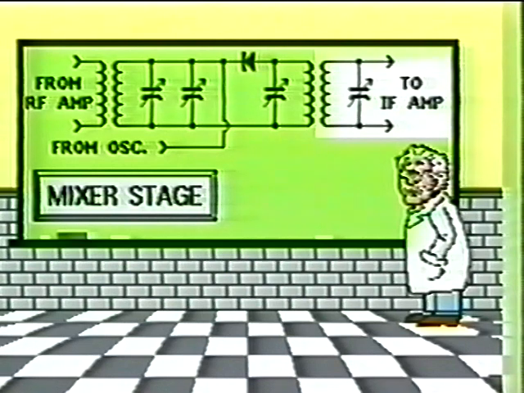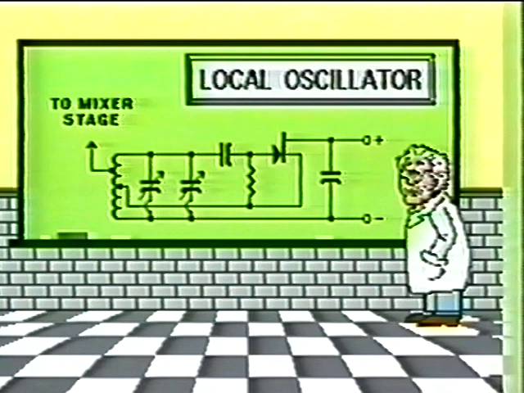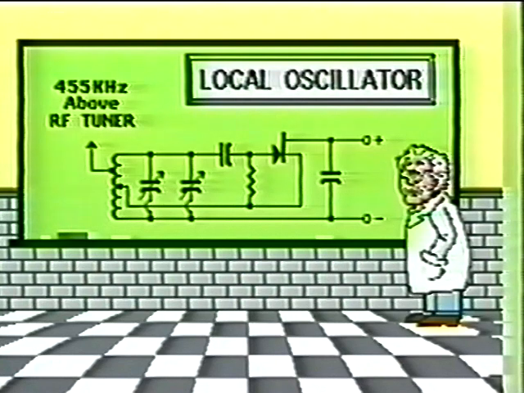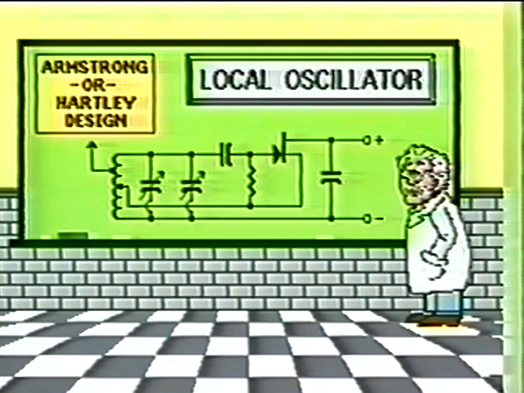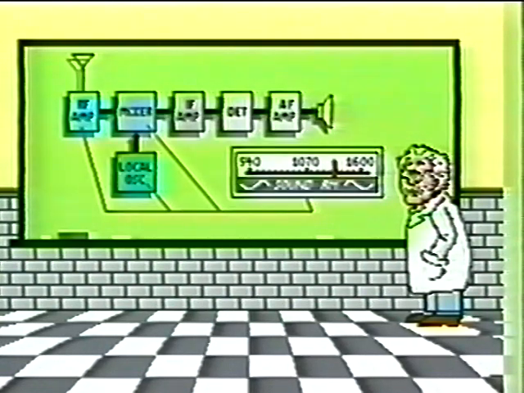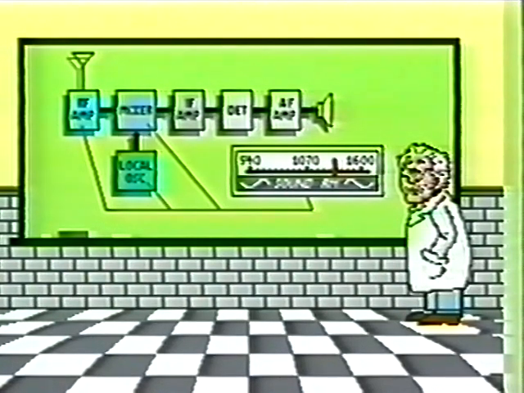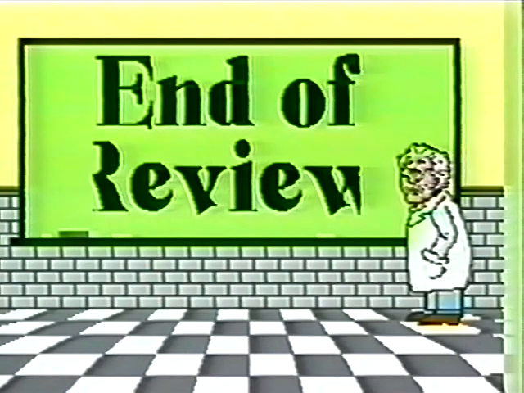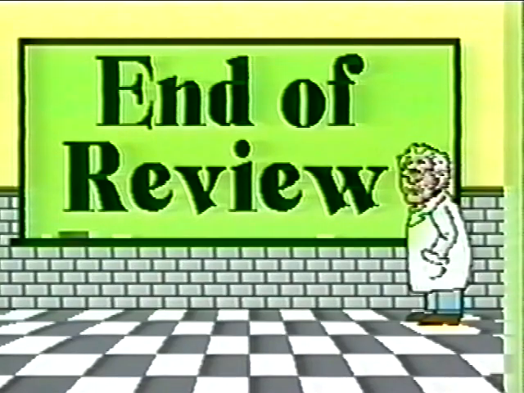The output of the mixer stage will always be tuned to 455 kilohertz. This is an industry standard. The local oscillator section will be tuned to 455 kilohertz above the frequency of the incoming RF signal. The local oscillator is usually constructed with the Armstrong or Hartley configurations. The RF amplifier, local oscillator, and mixer stages are always gang-tuned for proper selectivity of the desired station. This concludes review number 3. Next, we will examine the intermediate frequency amplifier stage and detector section of the AM receiver.